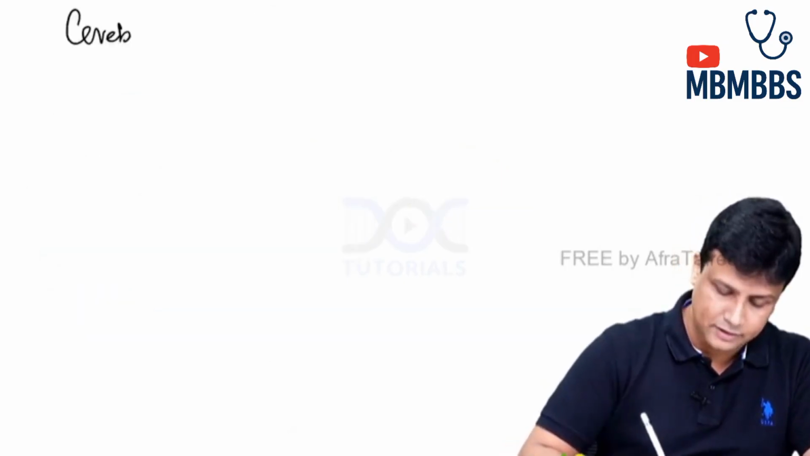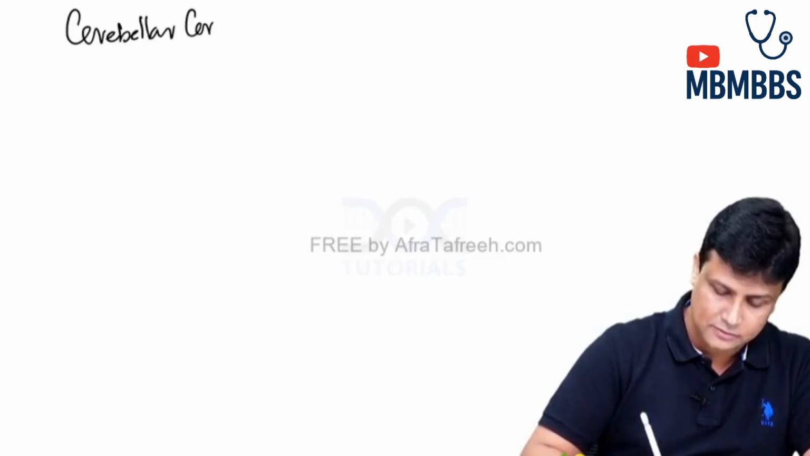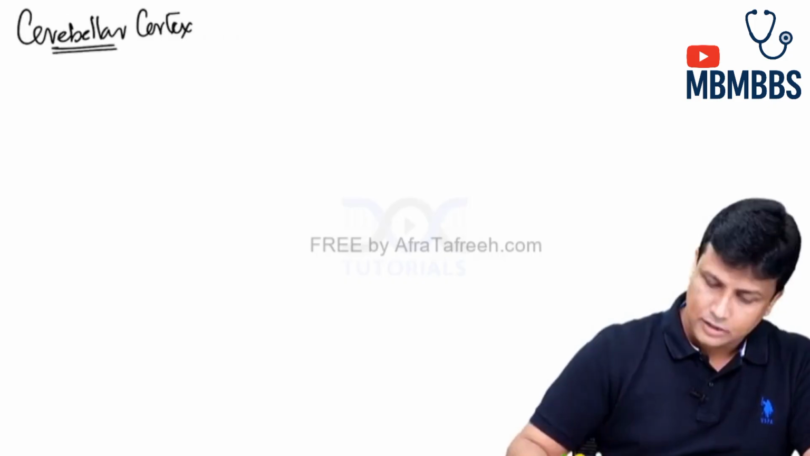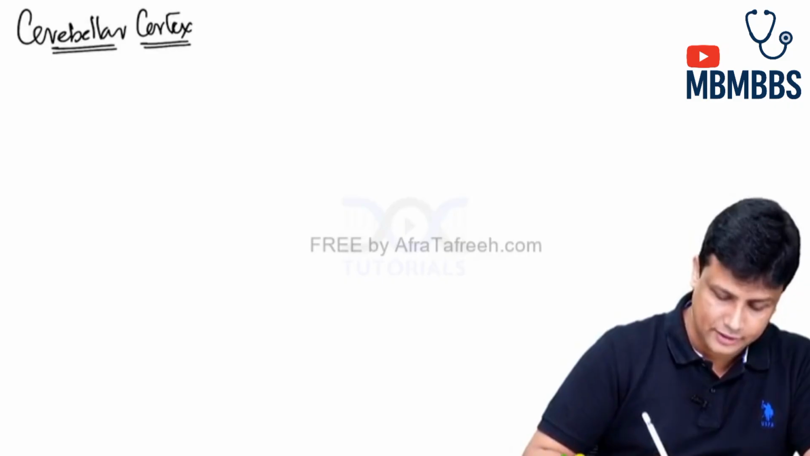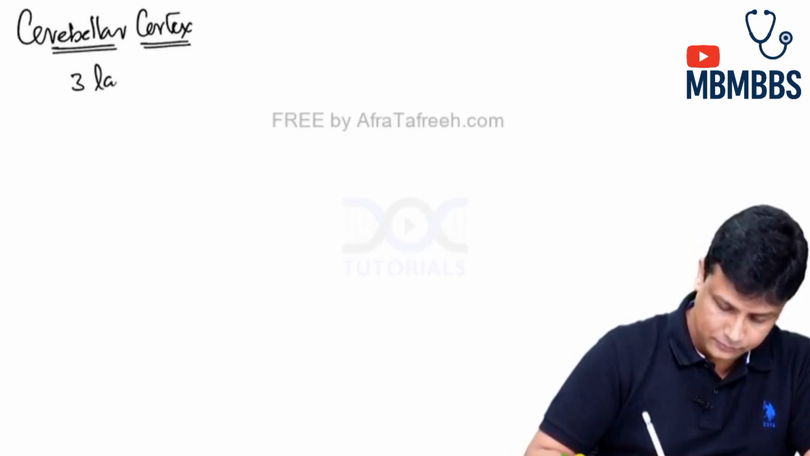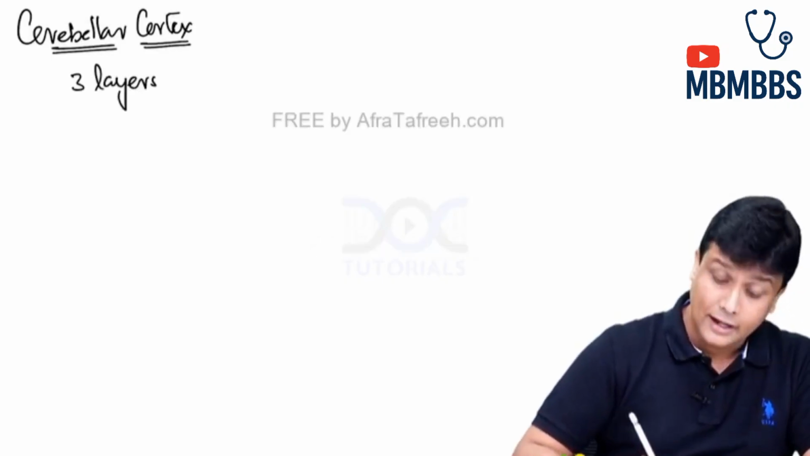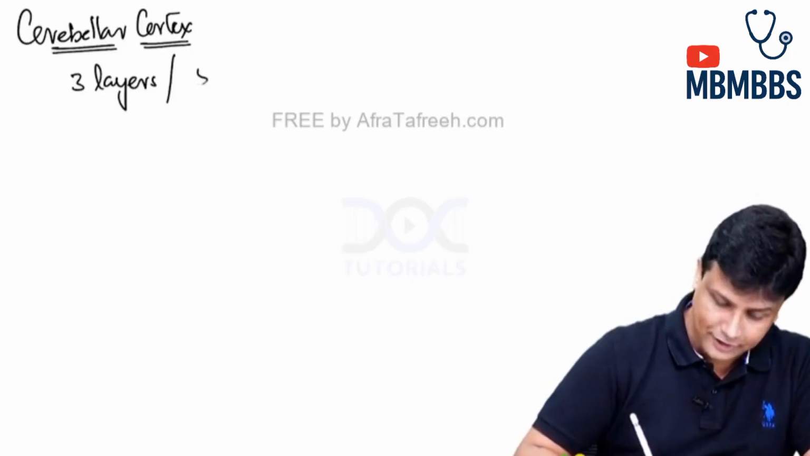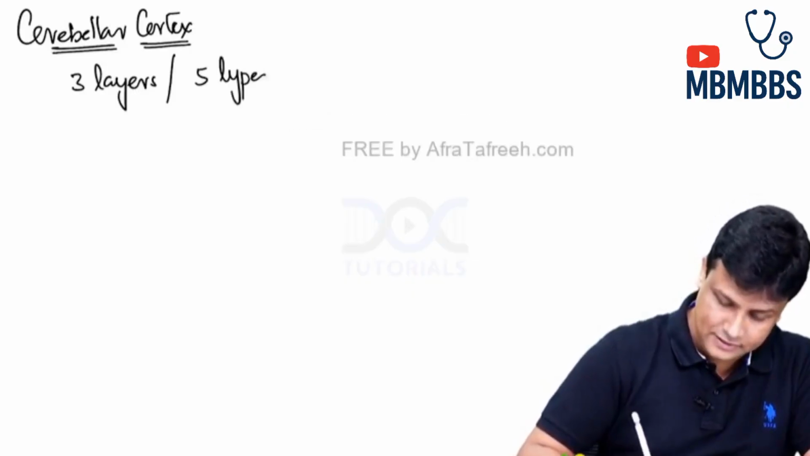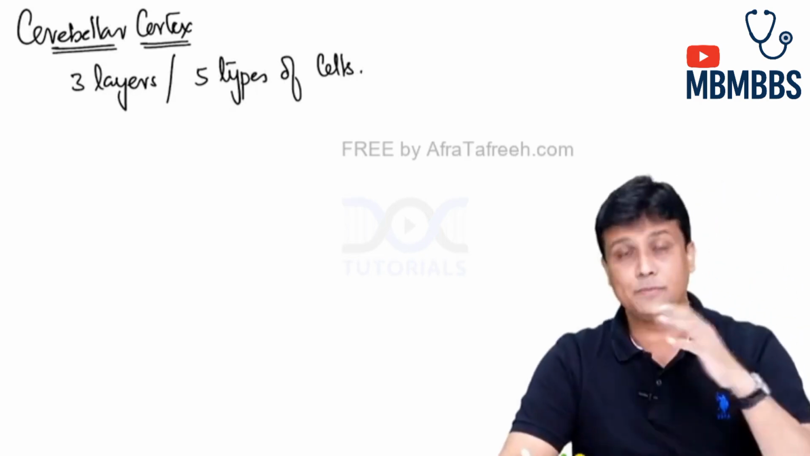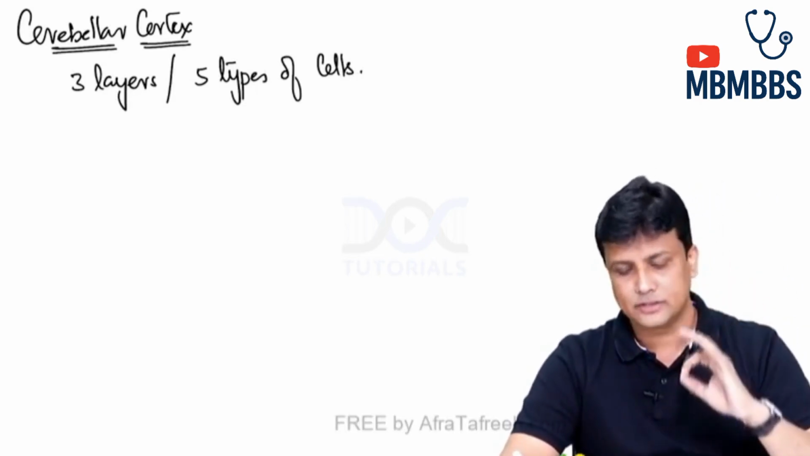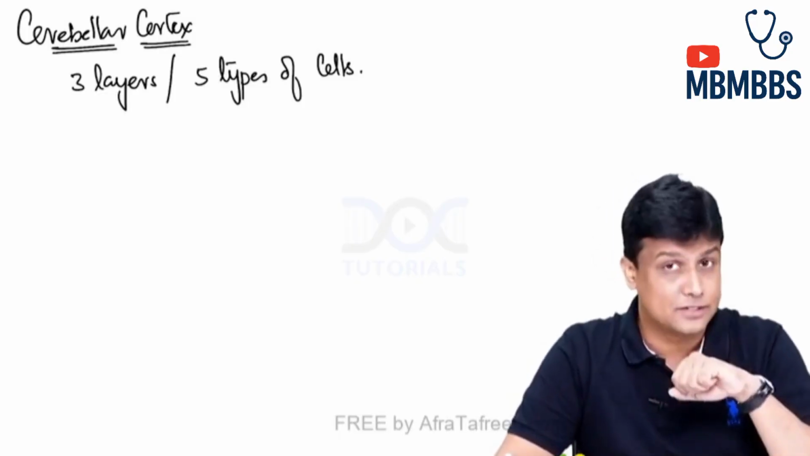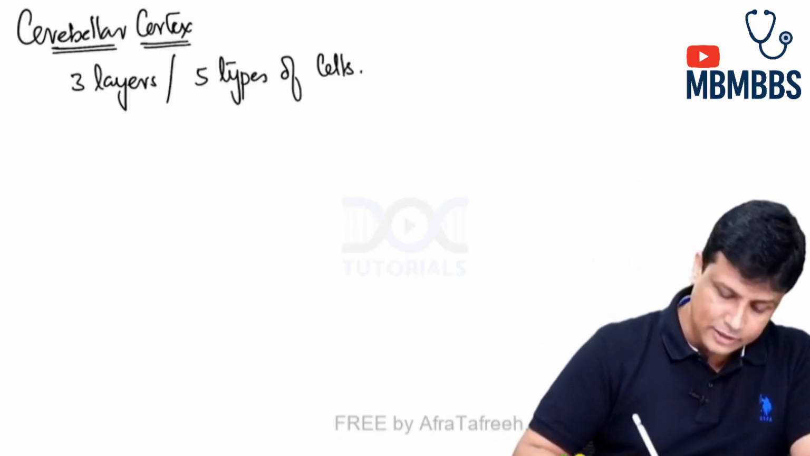So let's begin with cerebellar cortex. The first thing to remember here is that the cerebellar cortex has 3 layers. It is made up of 3 layers, and in those 3 layers, we have 5 different types of cells. I repeat again, in the outermost part of the cerebellum, that is the cerebellar cortex, it is arranged in 3 layers, and in those 3 layers, we have 5 different types of cells. So let me first of all tell you the names of these layers.